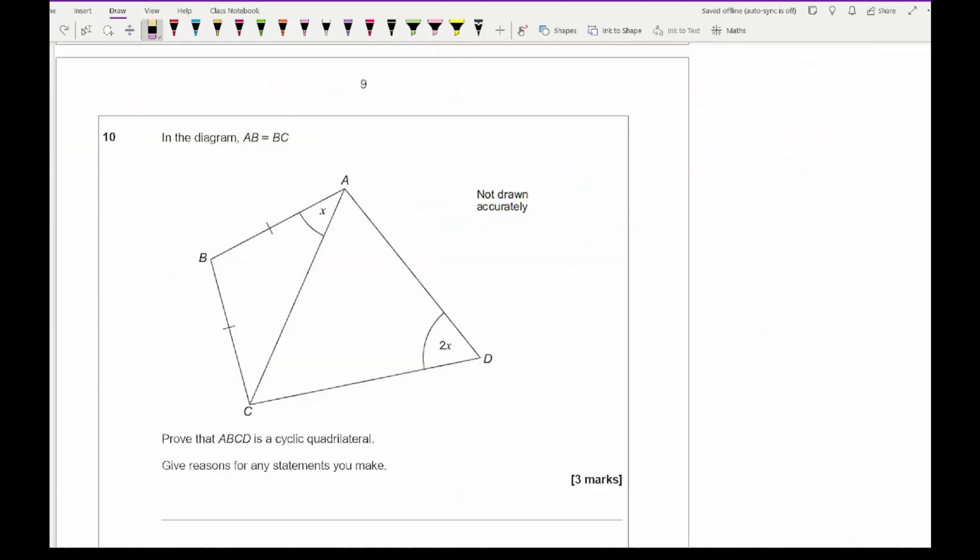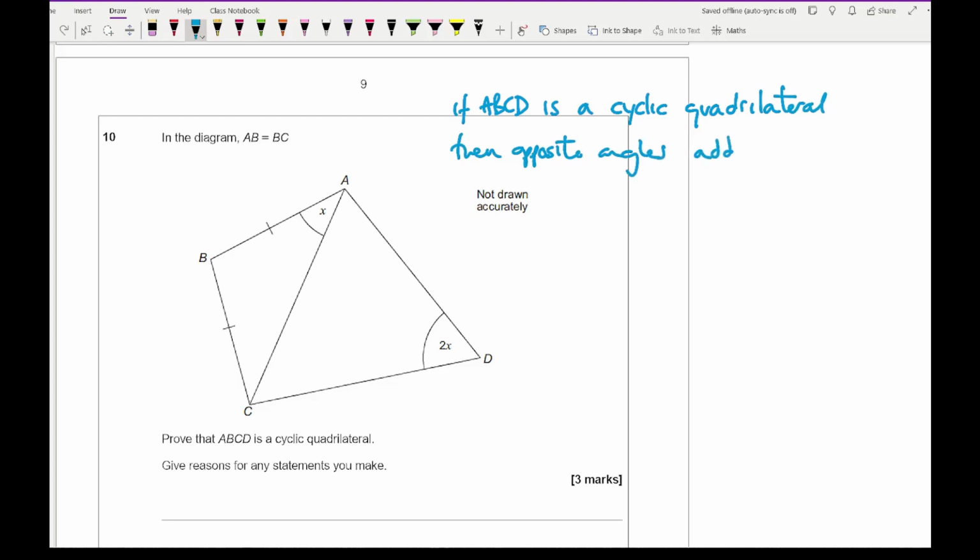So moving on to question 10, it says in the diagram AB equals BC, and the question is asking us to prove that ABCD is a cyclic quadrilateral. Give your reasons for any statements that you make. So first things first, let's give our proof of what we know about a cyclic quadrilateral. So if ABCD is a cyclic quadrilateral, then opposite angles add up to 180 degrees.